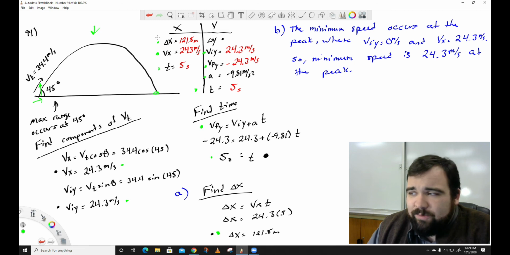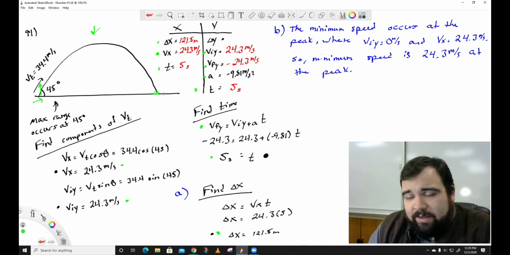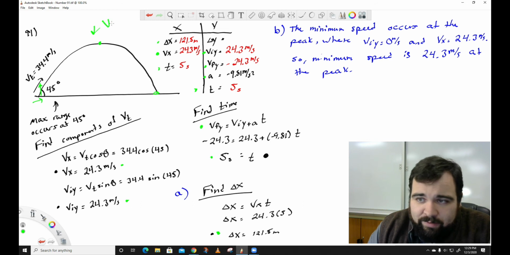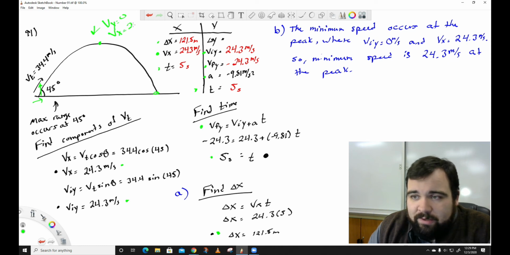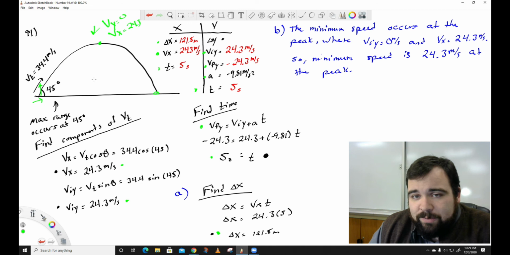The next bit asks, what is the minimum speed? Where does it occur? And we know that at the beginning we have a combination of Vx and Vy. At the end we have a combination of Vx and Vy. We have the same going on everywhere in between, except for at the peak. Because at the peak, we know that Vy equals 0. So the entire velocity is only dependent upon the x component. So 24.3. So where does the minimum occur? It occurs at the peak. What is it? 24.3 meters per second. All right? On to 92.